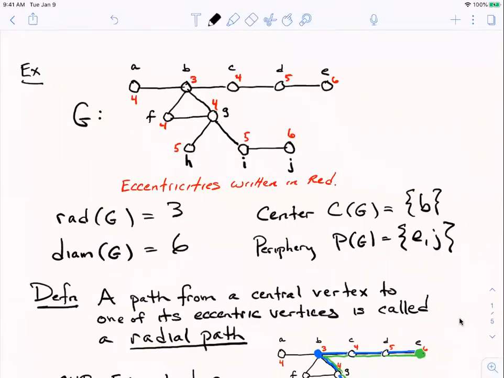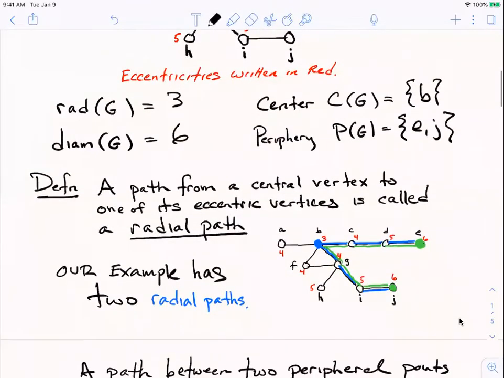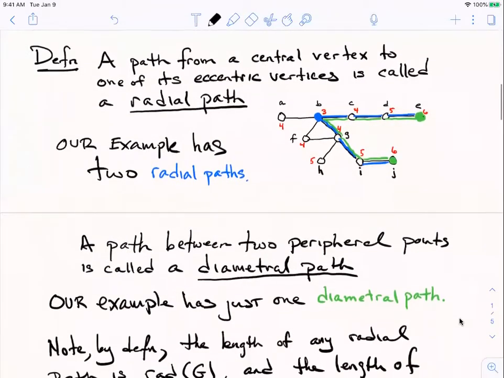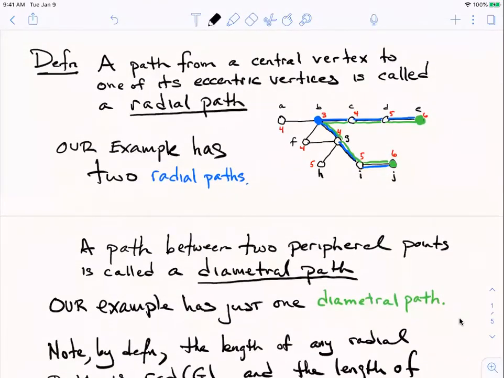So let's define a couple of new terms here. I've got kind of a mini version of that graph here, so let me just pull it to the top of the screen. Paths from any central vertex to one of its eccentric vertices, that is, a vertex that is as far away as possible from it, whose distance would be the radius, are called radial paths. Our example has 2 of them. They're drawn in blue there.